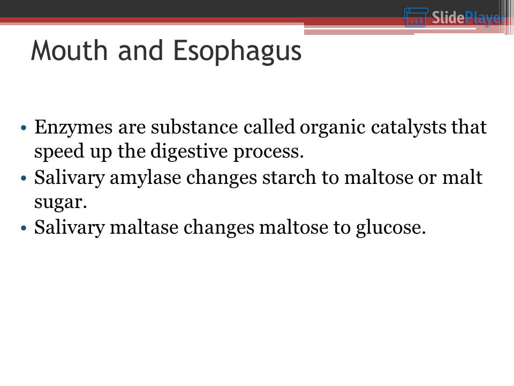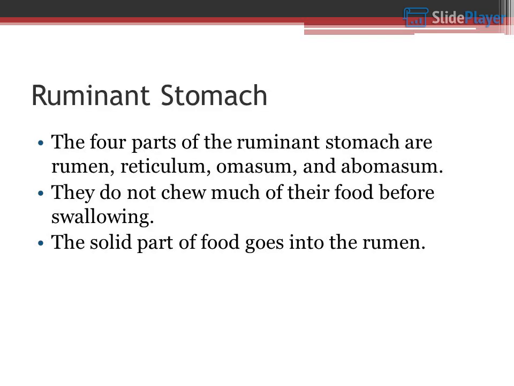Enzymes are substances called organic catalysts that speed up the digestive process. Salivary amylase changes starch to maltose, or malt sugar. Salivary maltase changes maltose to glucose. Ruminant stomach. The four parts of the ruminant stomach are the rumen, reticulum, omasum, and abomasum.